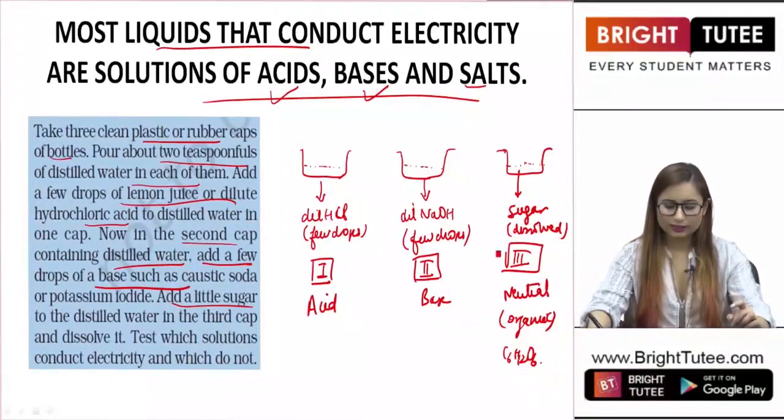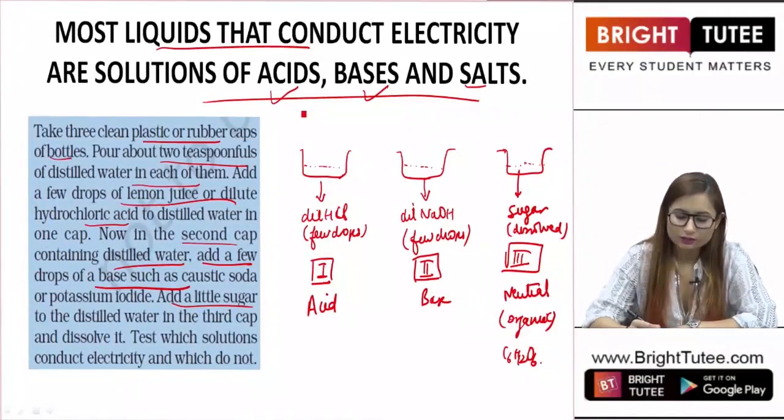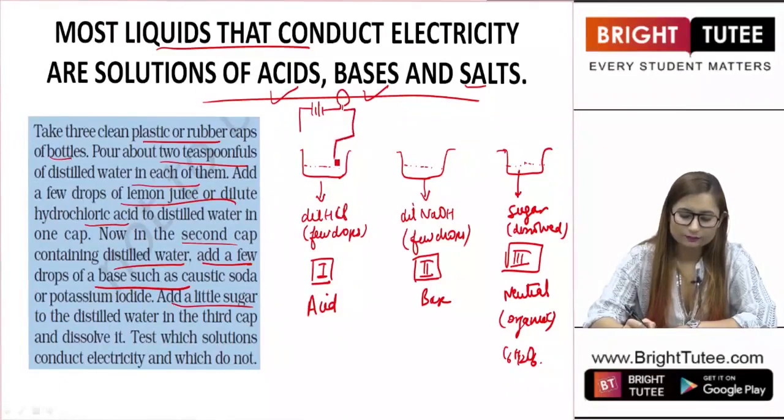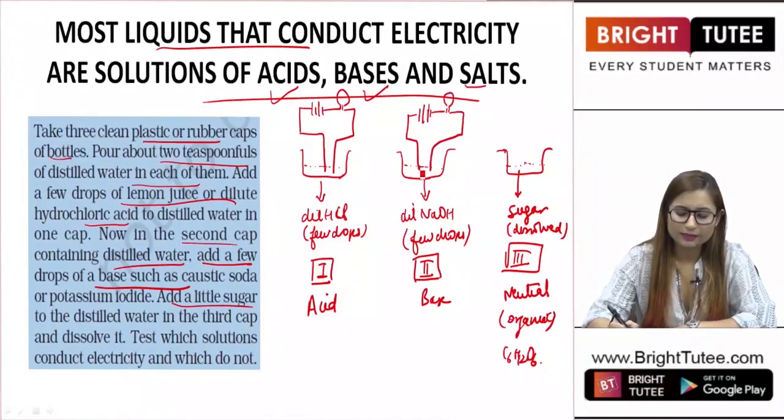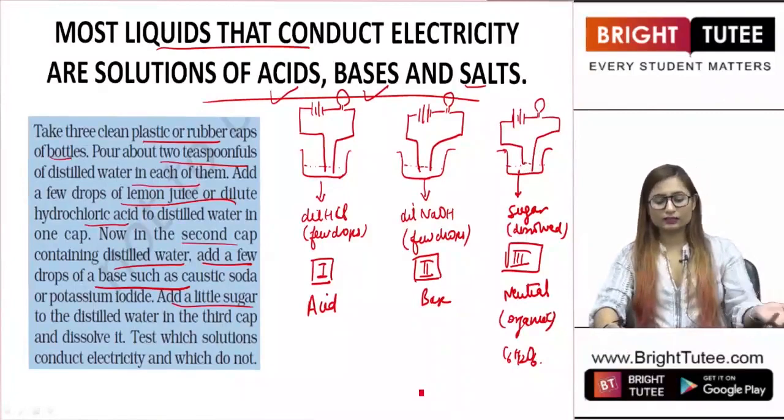Now you have to connect a circuit and test which solution is conducting electricity and which one is not. So you complete the circuit here only. You just have to understand the concept, it doesn't matter how big the diagram is. So you complete the circuit for each of them. Basically you have to test for the conduction of electricity by an acid, base and an organic compound. Now once you have drawn the circuits, you have to turn the battery on and check for each of the solutions whether it conducts electricity or not.